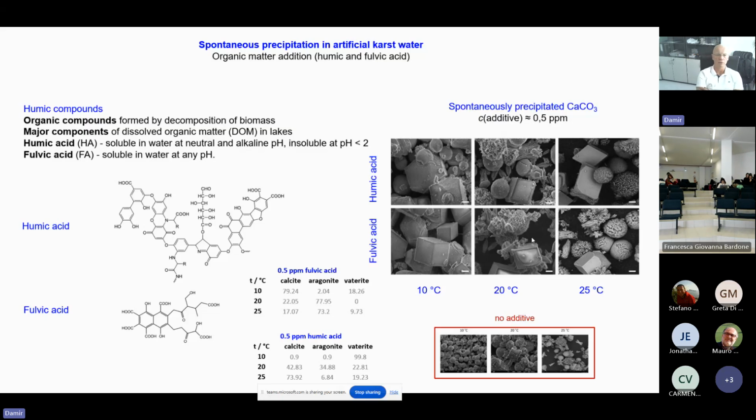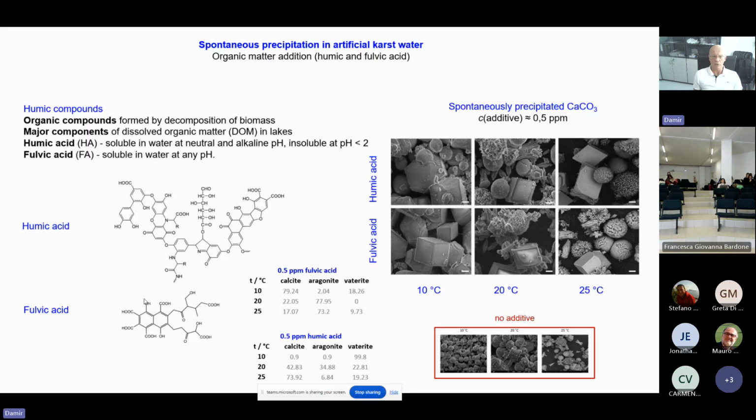Humic acid is less soluble actually, and it is practically insoluble at low pH, while fulvic acid is completely soluble in water at all conditions. You can notice here that fulvic acid is characterized by a lot of carboxylic groups, which actually improve its dissolution in water.